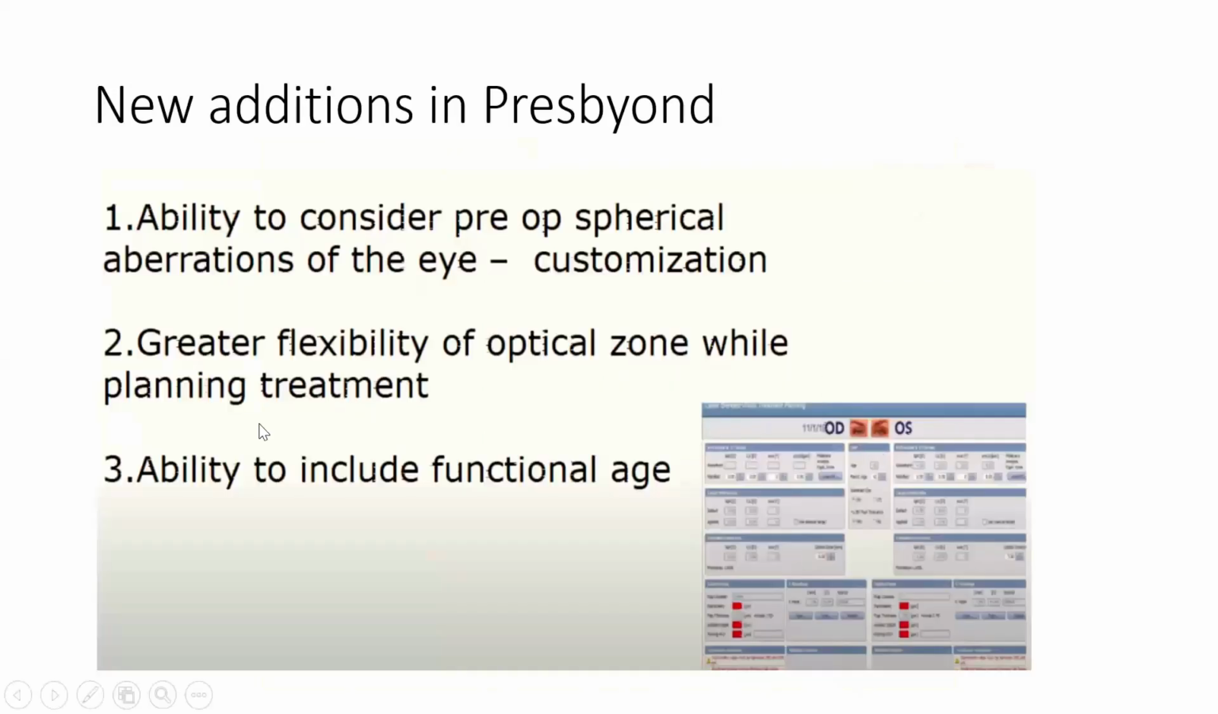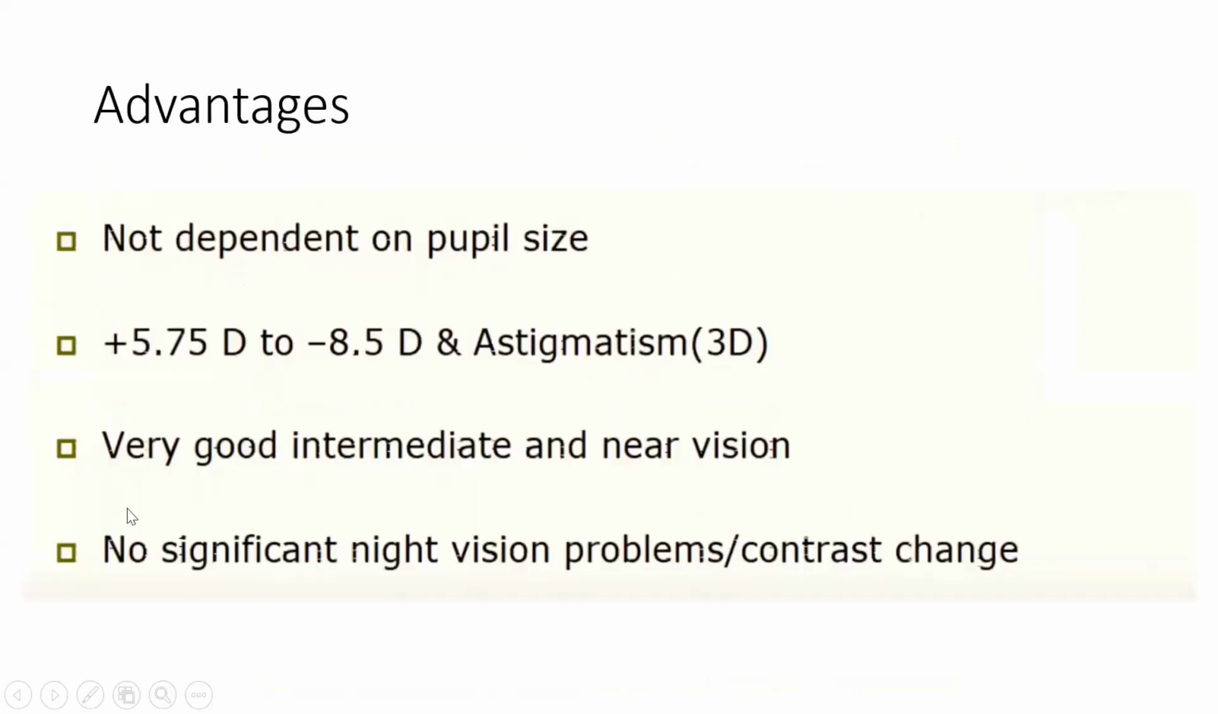So what is special about the newer advances in PresBeyond is that you are able to consider the pre-op spherical aberrations also. There is greater flexibility of optical zone while planning the treatment, and also we can include the patient's functional age while treatment. What are the advantages of PresBeyond over Supracore and PresbyMax? It is most importantly not dependent on pupil size. It has a wide variety of refractive errors which can be corrected.